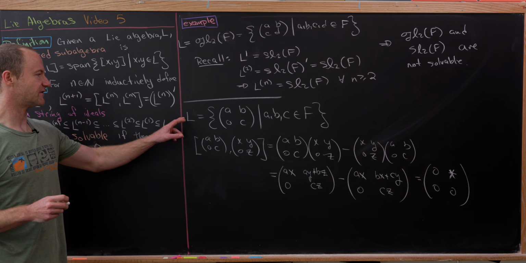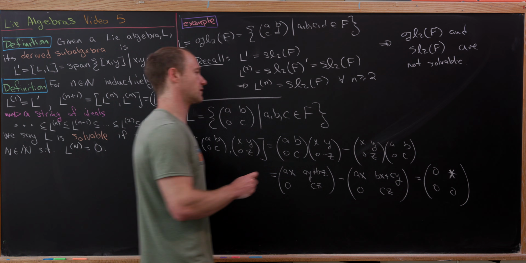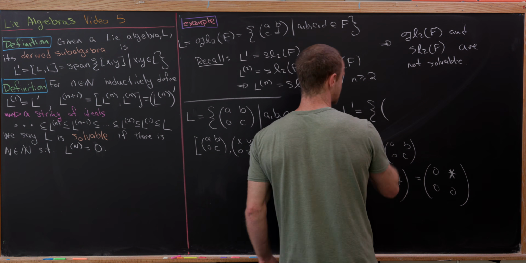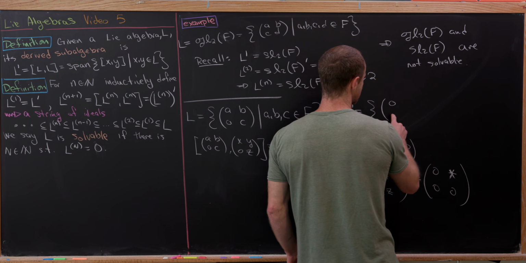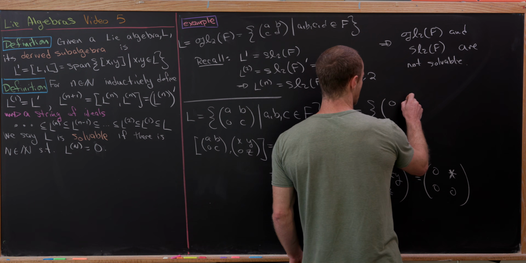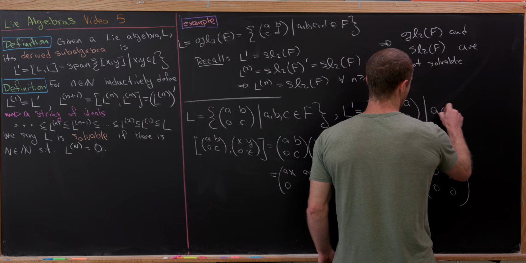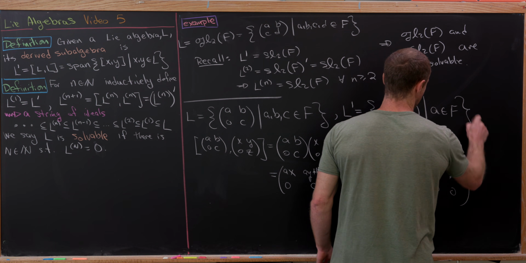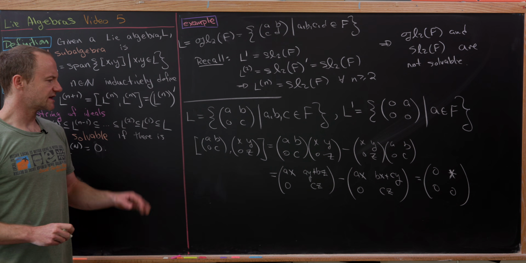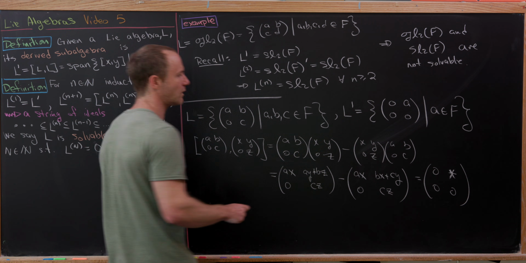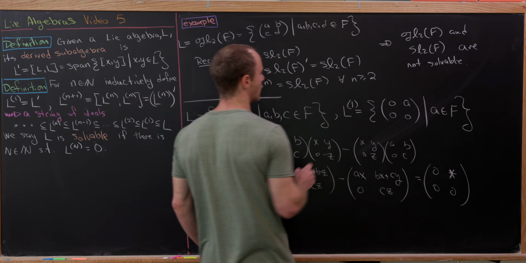Okay, so that means if L is upper triangular matrices, then L prime is going to be strictly upper triangular matrices. So here we have 0, and then maybe I'll put A, 0, 0, and here A is going to be inside of F. So now let's calculate L upper 2. Well, this is L upper 1 or L prime.